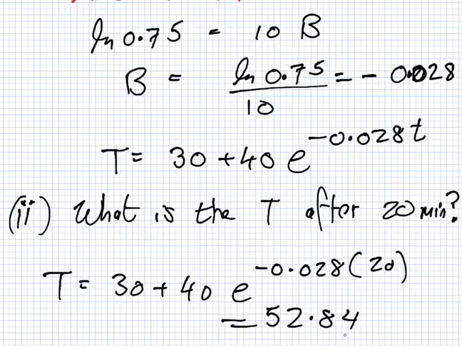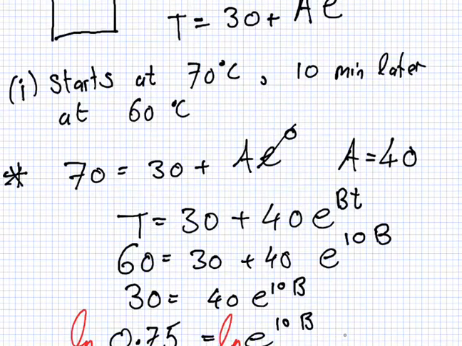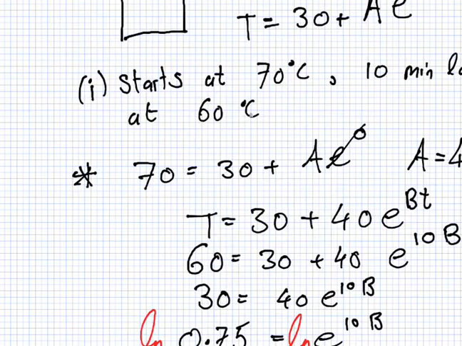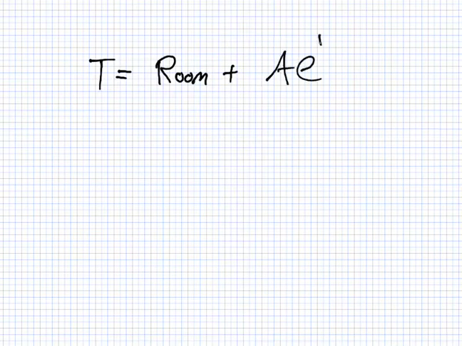So, at the beginning, what was the temperature? 70, and then after 10 minutes, 60, and then after another 10 minutes, so 20 minutes in total, 52. And as a matter of interest, when you have things like cups and samples and so on, the formula for its temperature equals the room temperature plus Ae^(bt).